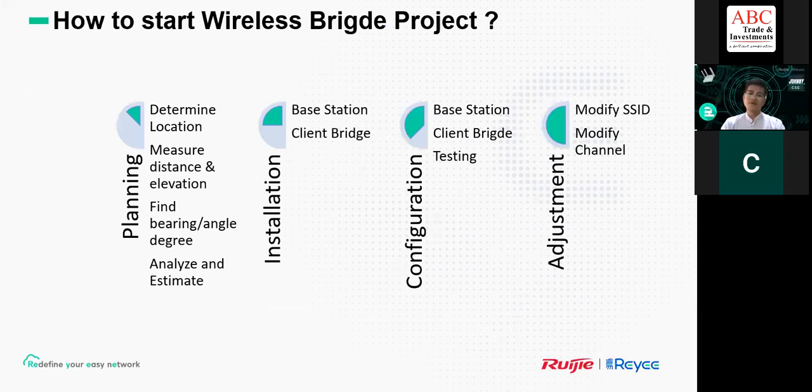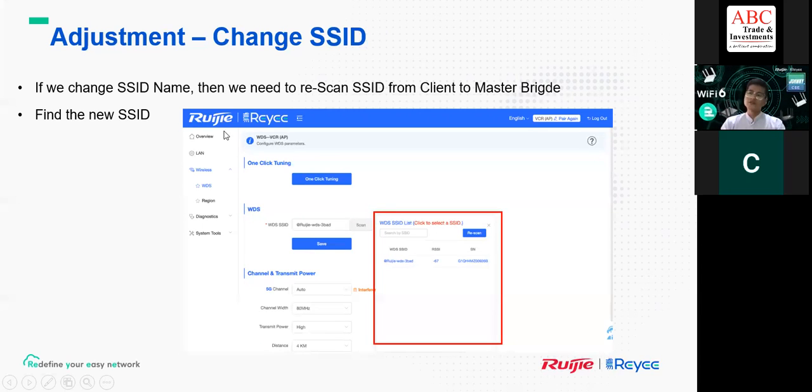One more thing: we just need to adjust the SSID and the channel. As I mentioned before, our CPE configuration is very easy, with auto bridging. But this is only for the default SSID. If you change your SSID name, you have to rescan again from the client side to the master. So please note this, it is important.